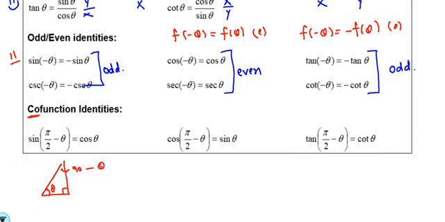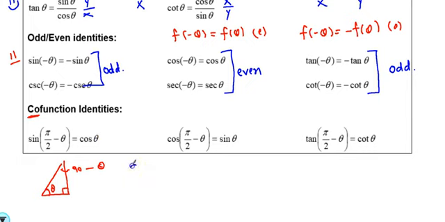So if I'm using SOHCAHTOA, then the opposite over hypotenuse for theta is nothing but the same as the sine of 90 minus theta, because they are complementary angles. Sine of pi over 2 minus theta is cosine theta.